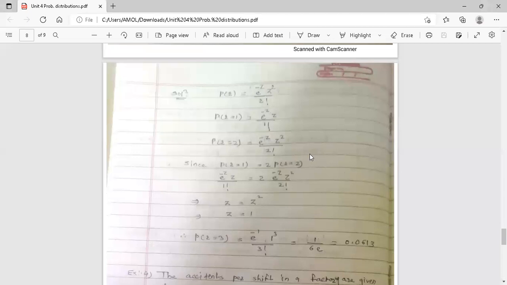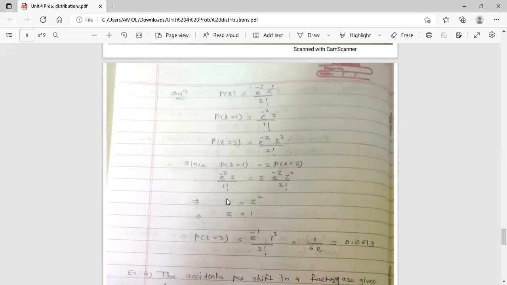Now this relation: P of R is equal to 1 is equal to 2 into P of R is equal to 2. It is given. Now you put the values of both the terms. P of R is equal to 1 is here: e raised to minus Z into Z upon 1 factorial is equal to twice P of R is equal to 2. See what P of R is equal to 2 is: e raised to minus Z into Z square upon 2 factorial.